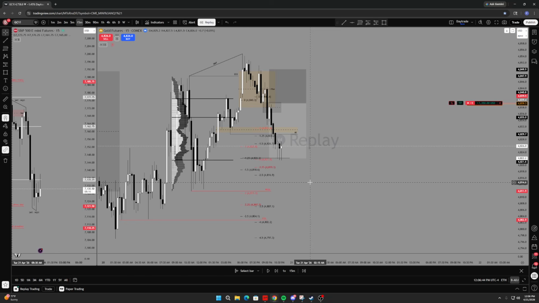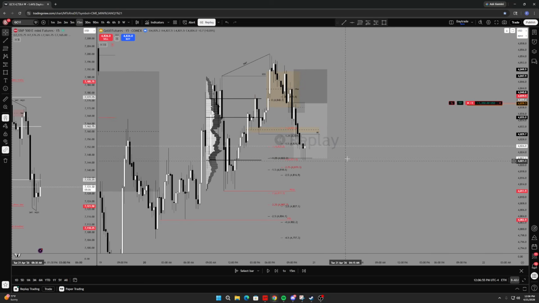Typically, either we're going to use it as an area to start bouncing from, to start reversing, or we're going to consolidate there for a bit, build more structure, or we get to run out that value area low and then look to target levels below that.